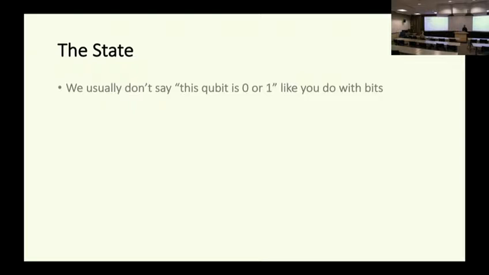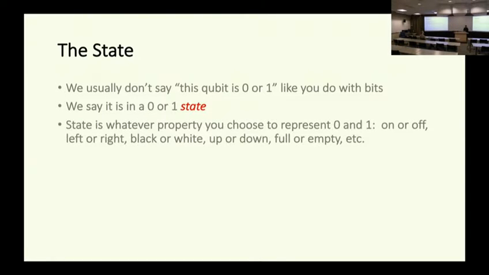So in classical computing, we say this bit is 0 or 1, on and off. In the case of qubits, we don't say that. We basically say that the qubit is in a 0 or 1 state. And it's because the qubits are realized in different ways. And I'll talk about that in a minute. State is whatever property you choose to represent 0 and 1. For example, in classical bits, you have voltage on and off. But it could be anything else, could be left or right, black and white, up, down, whatever. Any property that gives you, at least in the case of qubits, two distinct states.